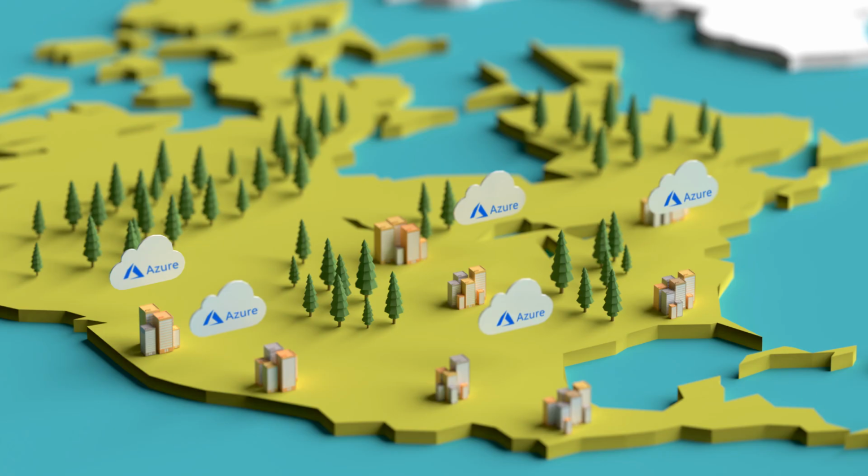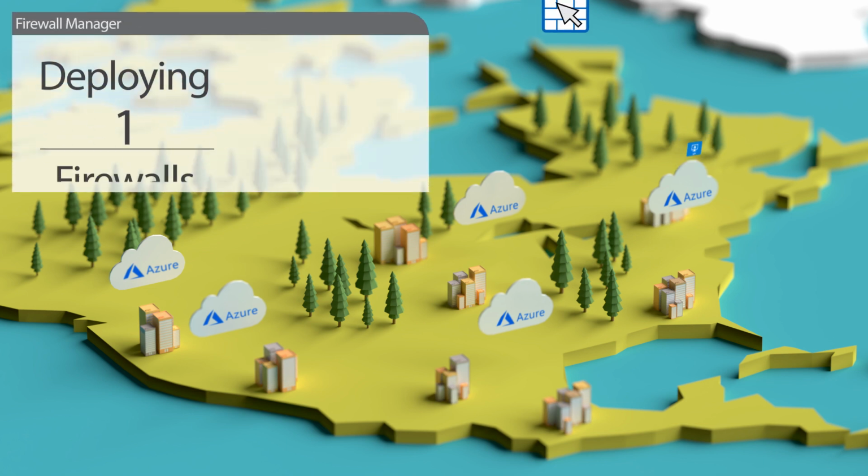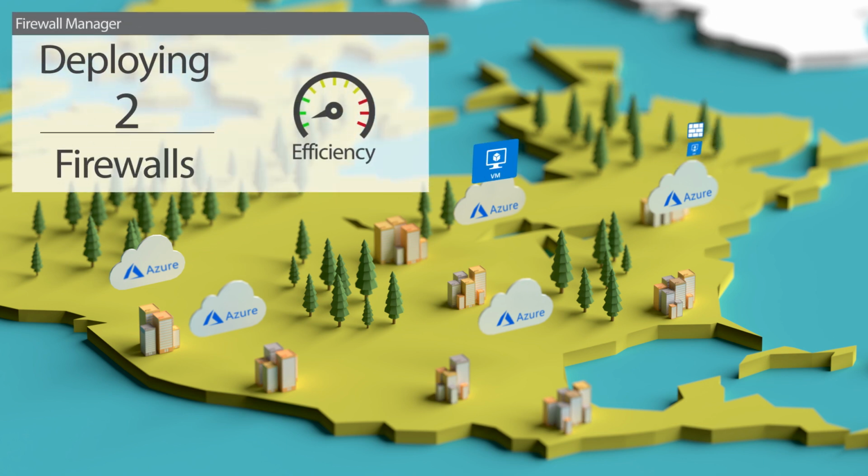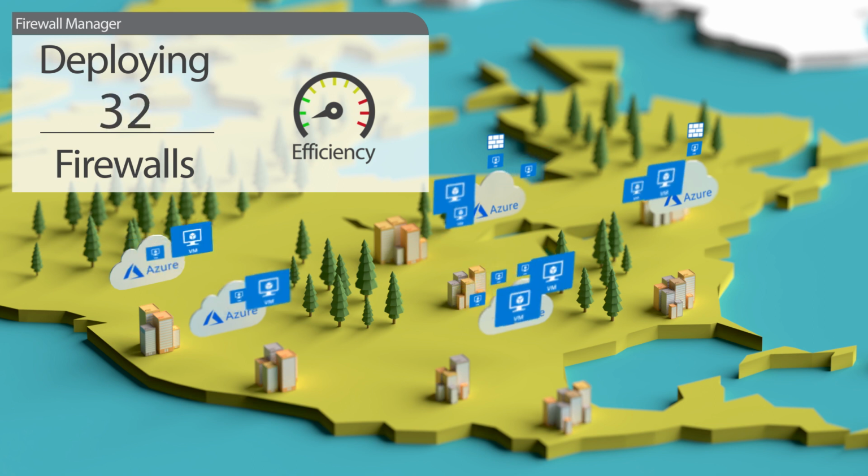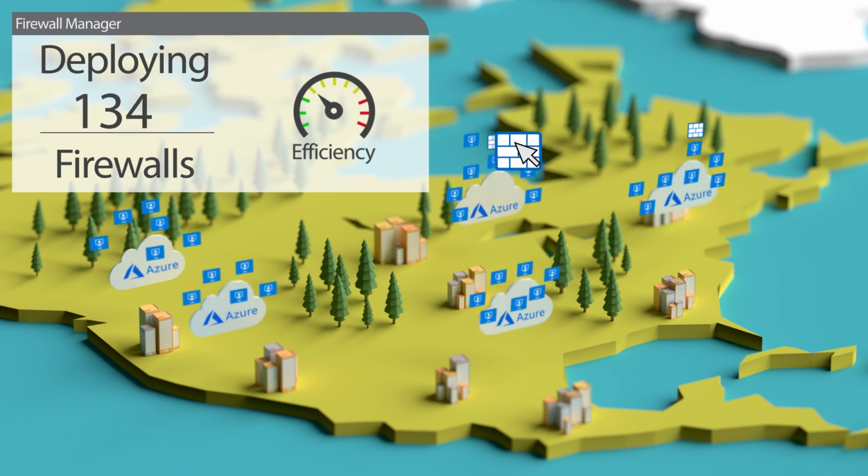Azure Firewall is a cloud-native service provided by Microsoft. You will deploy a separate firewall for each region or virtual network, and they will work together to protect your cloud deployment as a whole. However, as your enterprise footprint grows, you may soon find yourself having to manage dozens or hundreds of firewalls.